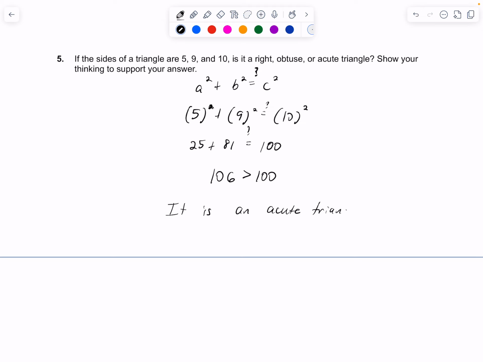So again, if they're equal, it's right. If the hypotenuse squared is more than the sum of the legs squared, it is obtuse. And in this case, you saw number 5, the two legs, when we squared those and added them together, that was more than the hypotenuse squared. That is an acute triangle.